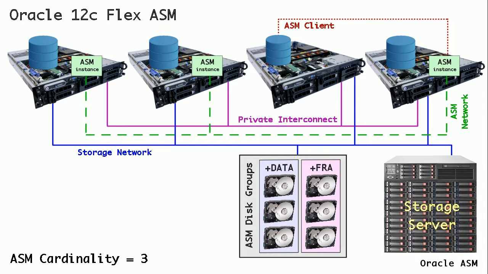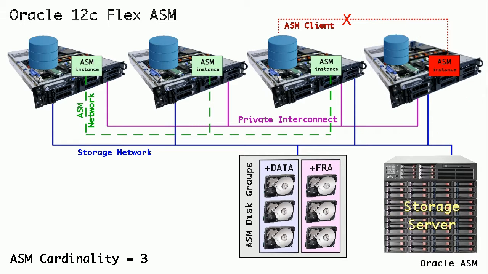Now, imagine ASM instance fails on the fourth server. ASM cluster will detect this failure and relocate ASM instance to another node in the cluster. An ASM instance is started on third server. Now, the database on the fourth server will connect to an ASM instance on third server as an ASM client.